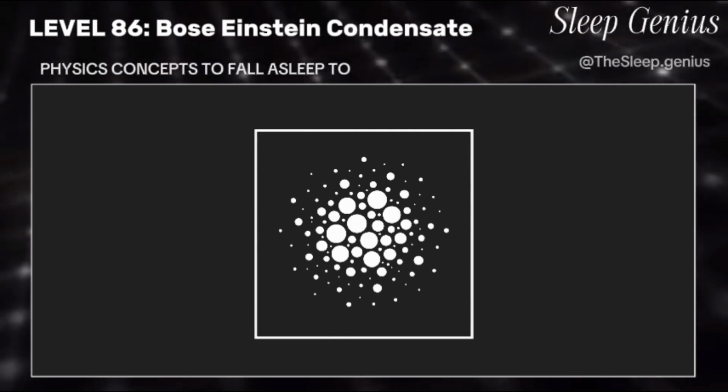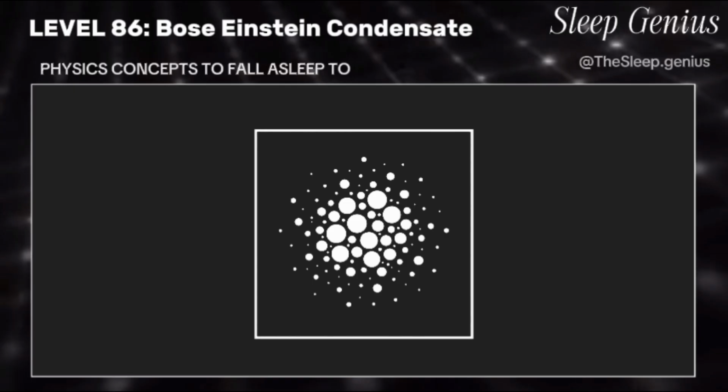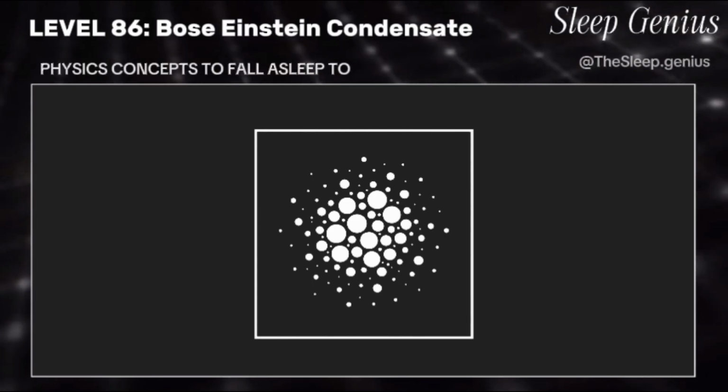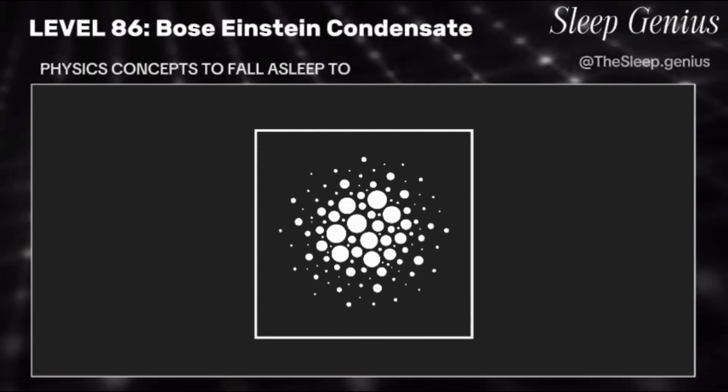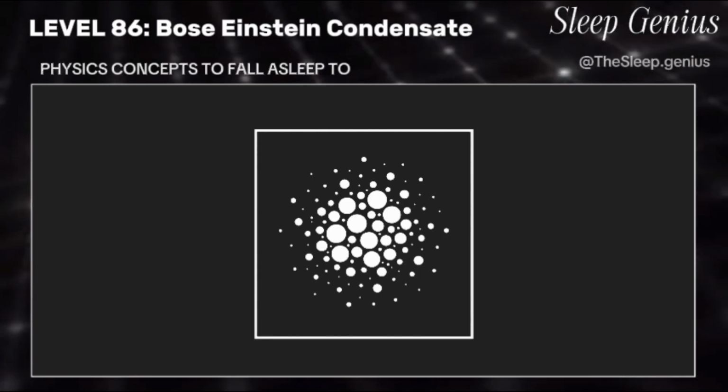Bose-Einstein condensate is a state of matter formed when particles called bosons are cooled to temperatures near absolute zero. At this point, the particles move extremely slowly and begin to occupy the same space and energy state. Unlike ordinary matter, where each particle behaves individually, in this state, all particles act as a single quantum entity.